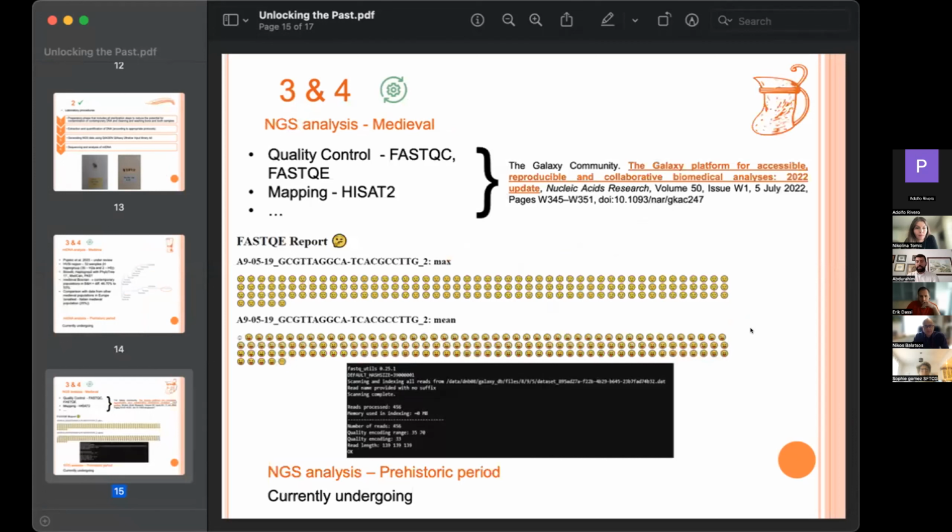In regards to NGS analysis, we have performed NGS analysis for medieval data. We performed quality control using FastQC and FastQE, and mapping with HISAT2. All of those softwares are actually available through Galaxy web servers. And as you can see here from these pictures of FastQC, we have obtained very good results, taking into account that the DNA in question is 700 years old. In regards to the NGS analysis of prehistoric period, that also is currently undergoing.